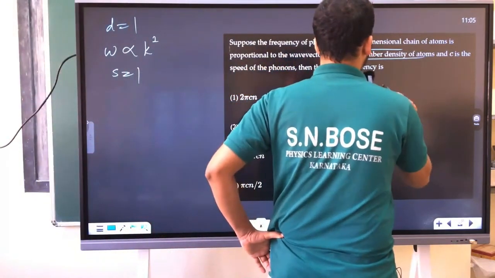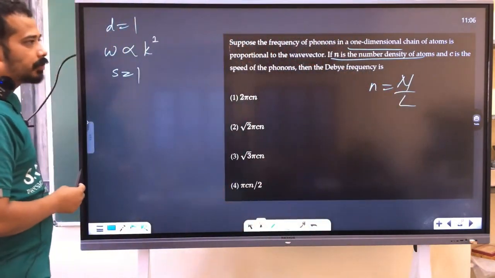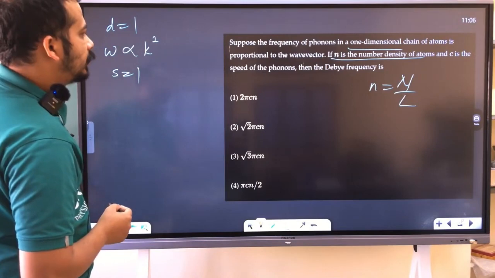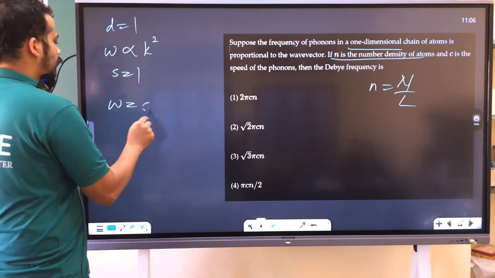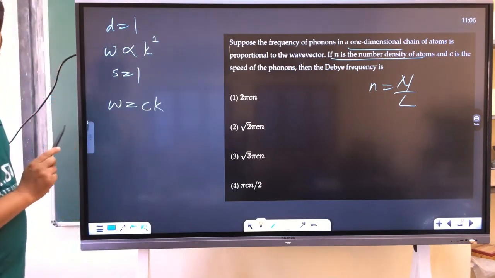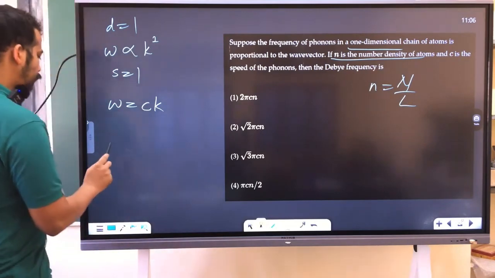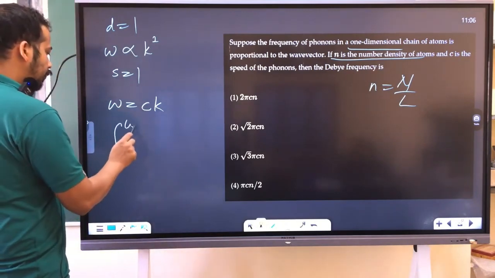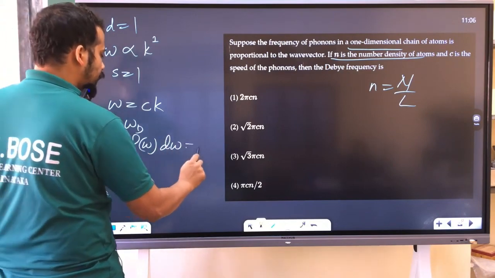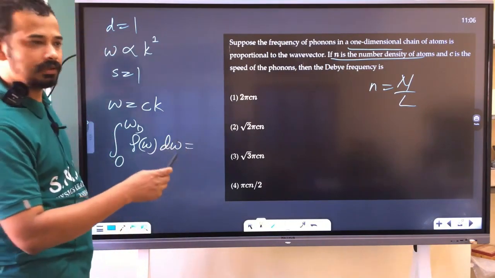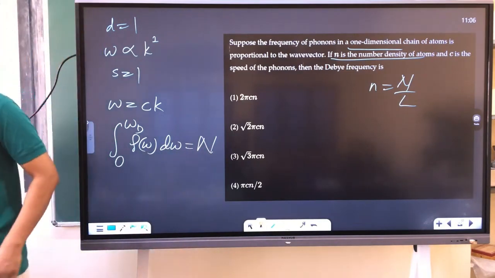N is the number per length, actually, in one dimension, and c is the speed of the phonon. I need this one: omega is equal to c into k. I need to do the actual problem. Then how do you define the Debye frequency? 0 to omega D, rho of omega d omega, that's equal to, for a one-dimensional chain, it will be only N actually. That's what I'm guessing. What do you think?